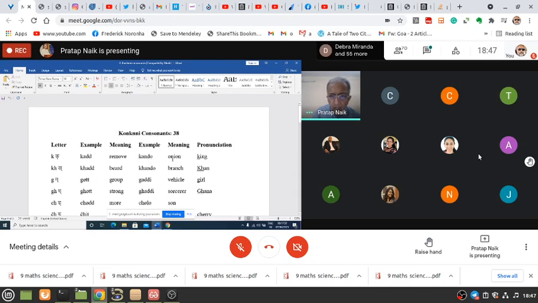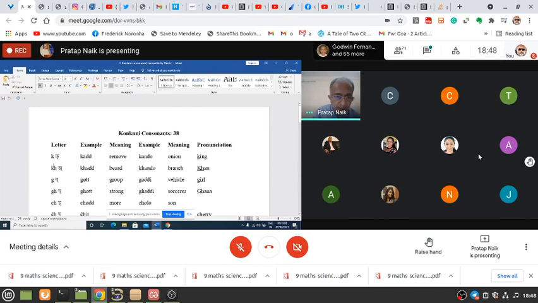Kando, onion. And this K is to be pronounced as in English, king. How do we pronounce this letter in English? Same as this one. K. The next one is K, the aspirated sound. We don't have a symbol for it, therefore we use KH. In Devanagari, they have an independent symbol.